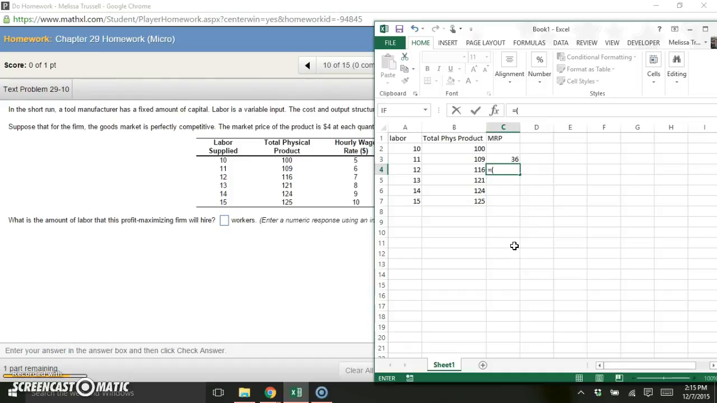This really is the formula for marginal revenue product, where I want to say my new number of products, which is 116, minus my old number of products, which is 109, on top of my fraction. And then I want to divide that by the new number of workers minus my old number of workers, which is just 1, right? Because we went from 11 to 12. So I'll divide by 1. And then we want to multiply that whole thing by the revenue, which is 4. Revenue per product.